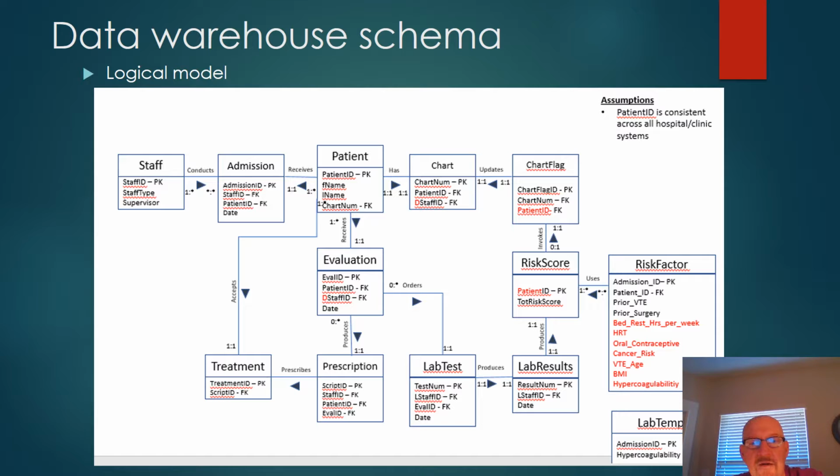Lab tests come out. A risk score is evaluated from risk factors, and that risk factor evaluation would populate the risk score table, which would then populate the chart flag table. And that's the act of flagging the patient's chart for the physician in charge, the physician in the patient's care, to evaluate whether or not prophylaxis was in order.